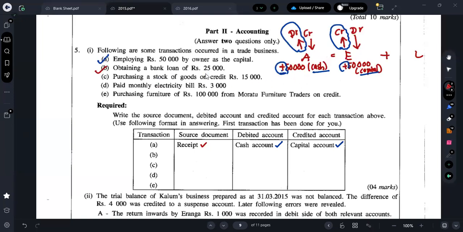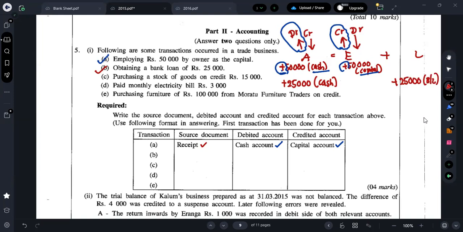Easy. It's an easy method. Okay, see, the second one is obtaining a bank loan of rupees 25,000. When you are obtaining a bank loan of 25,000, cash increases by plus 25,000, and liability will increase by how much, guys? Plus 25,000 bank loan. This one is very easy now, guys.